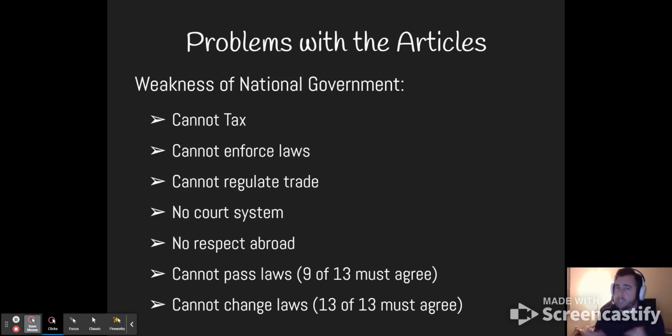When the federal government can't tax, the federal government can't do a lot of things. The federal government also cannot enforce laws. Part of that also relates to the bottom 2 points here, and that is that realistically, states or the federal government cannot pass laws. It takes 9 out of 13 states to agree to stuff.